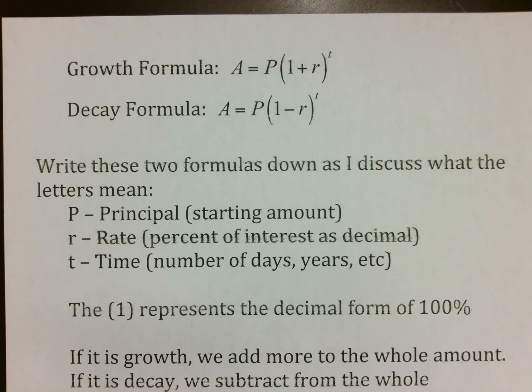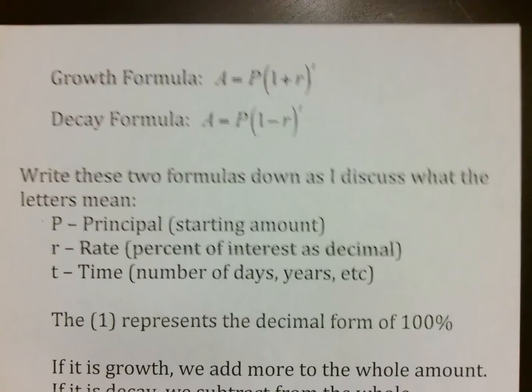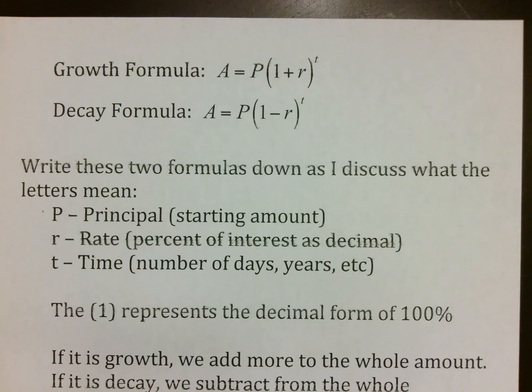P is your principal. The principal is your starting amount. It is the amount that you begin with. So if you have a word problem where it says there are 500 people in a village, then your principal is going to be 500. If you start with a problem that says you invest $1,000 into the bank, then your starting amount is $1,000. So again, P is your starting amount and your principal is what we call it. R is your rate. It is the percent of interest or change that we're talking about here.